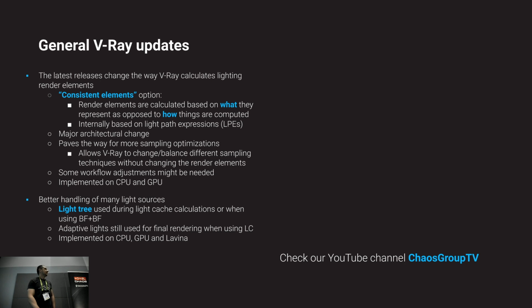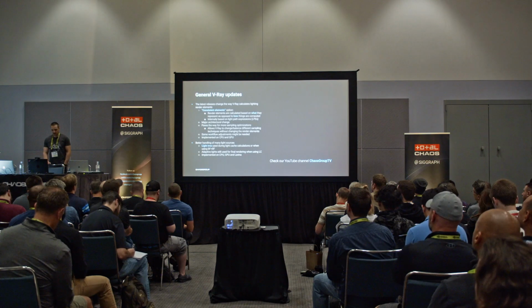It's called Light Tree. It's enabled by default, and VRay uses it whenever it makes sense. And it speeds up a lot the calculation of scenes that either use brute force GI without the light cache, or just speeds up the calculation of the light cache itself.